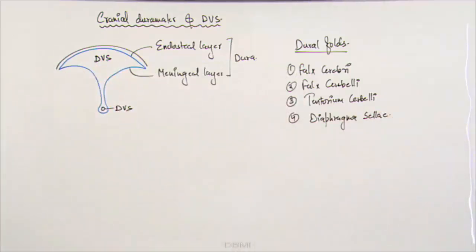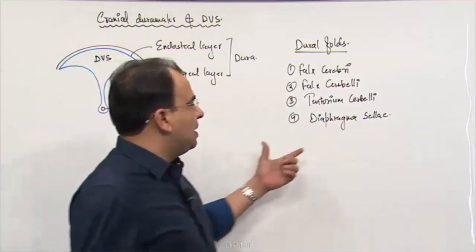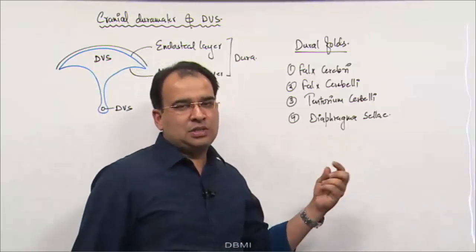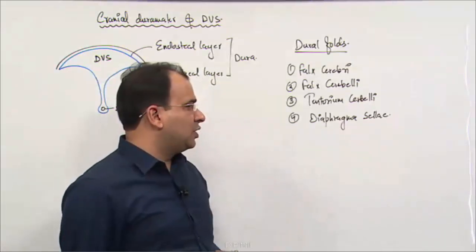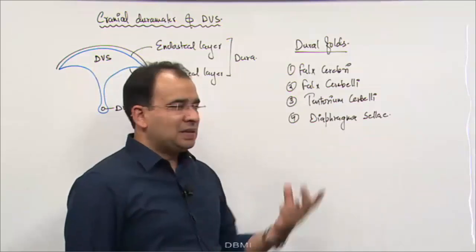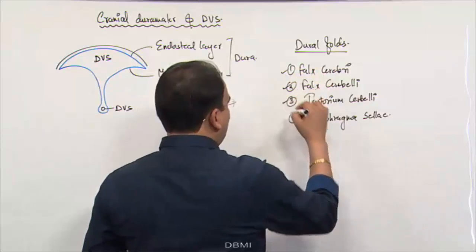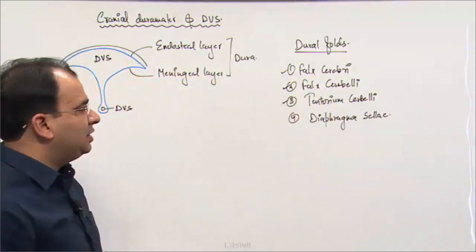These are the major dural folds we have: falx cerebri, falx cerebelli, tentorium cerebelli, and diaphragma sellae. Diaphragma sellae is the one which is covering the pituitary fossa or sella turcica, and it is giving passage to the stalk of pituitary. And we'll be focused right now on these three folds, that is falx cerebri, falx cerebelli, and tentorium cerebelli.